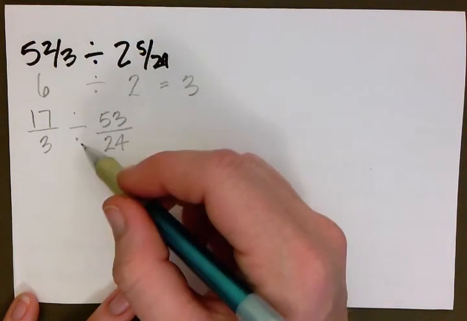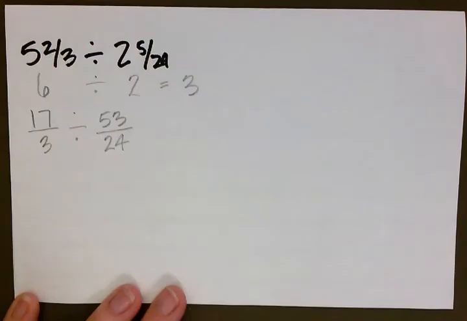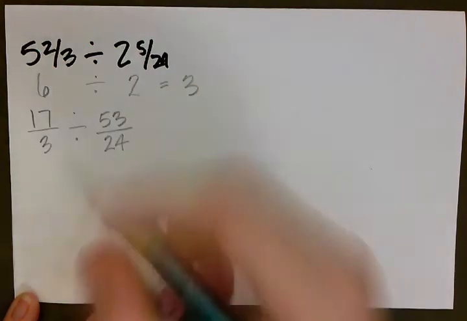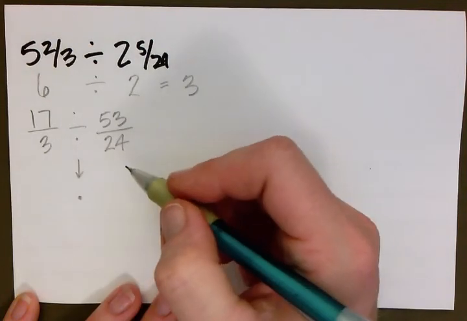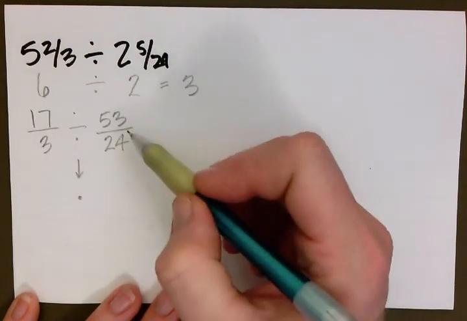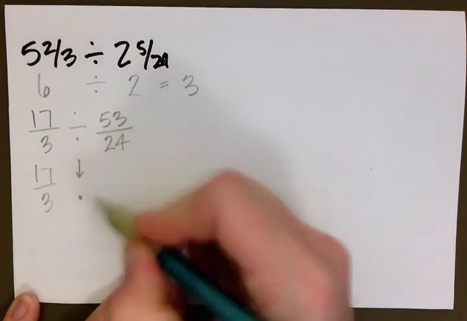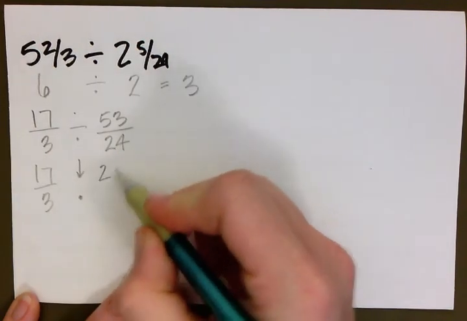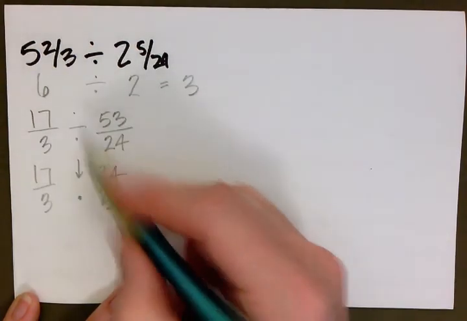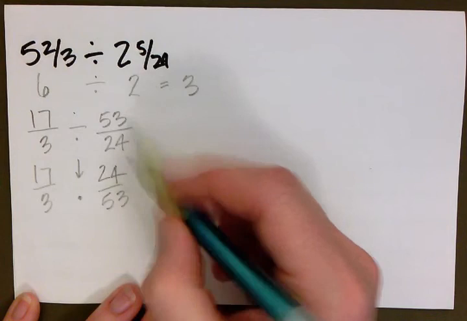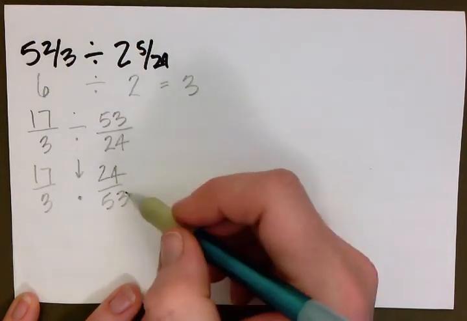Now remember that when we're dividing fractions, we do a little bit of a switch up and we change the operation, which then becomes multiply, and we reciprocate the divisor. So we have 17/3 multiplied by 24/53. We changed the division to multiplication, and we reciprocated 53/24 into 24/53.